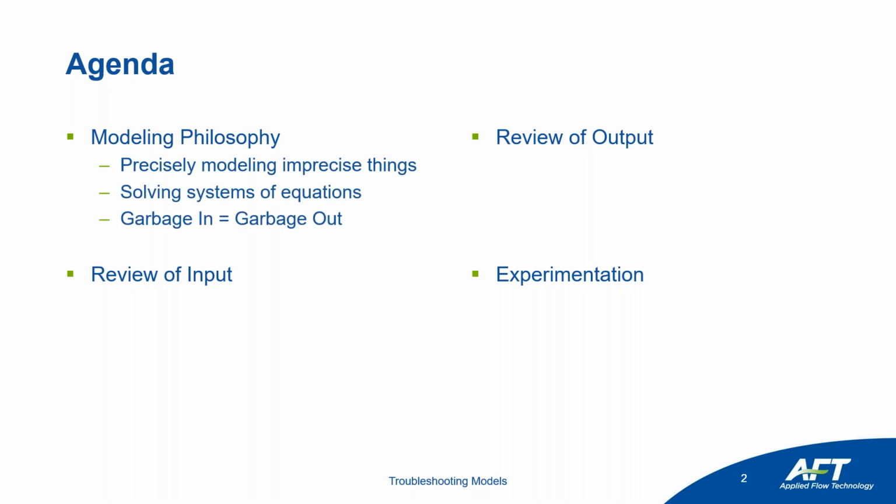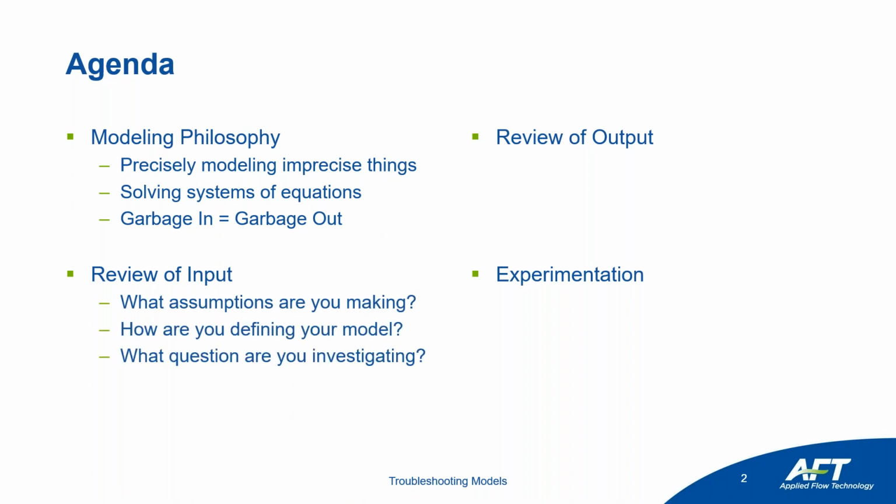The first will be modeling philosophy, where a model is only a representation of some physical system or some system that we're trying to build, and we're trying to model that precisely, but our assumptions are inherently imprecise, so how do we try to rectify that? The model is just solving systems of equations, so everyone that's done algebra or calculus, how do we take our inputs, let the solver determine what it needs, and then that we can review as our output. Speaking of those inputs, how do we make sure we understand the concept of garbage in equals garbage out? So depending on the quality of our input, that'll ultimately determine the quality of our output.